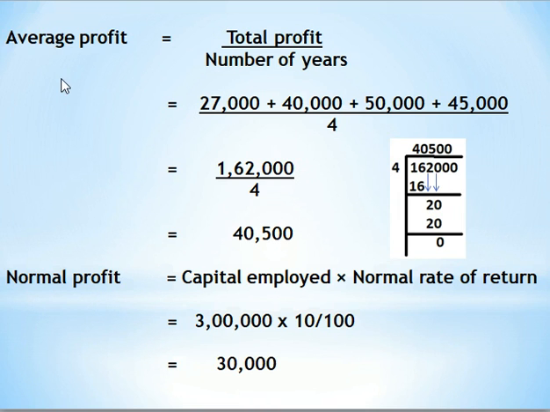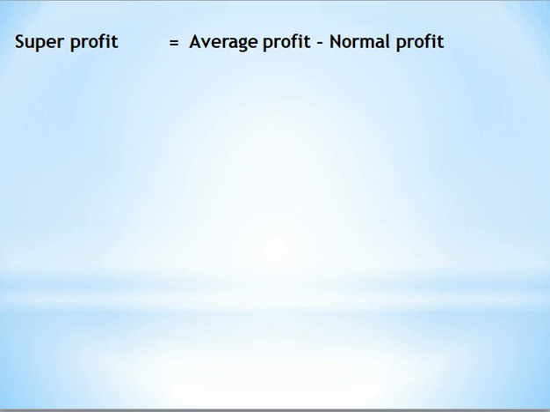Now we have to substitute average profit and normal profit in super profit. As we know that super profit is equal to average profit minus normal profit. The amount for average profit is 40,500 and the amount for normal profit is 30,000. If we less 30,000 from 40,500, it gives you 10,500, which is our super profit.